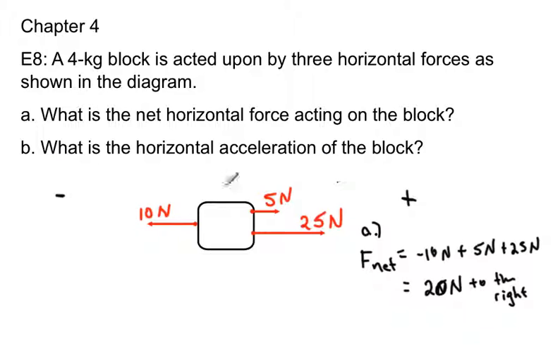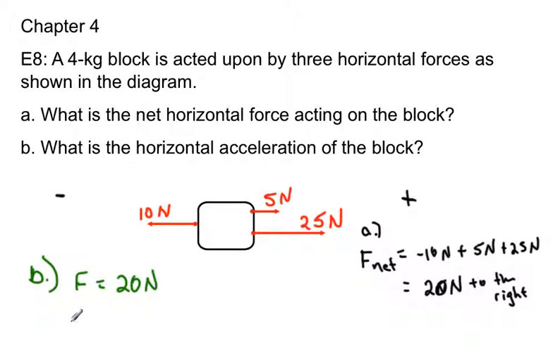What is the horizontal acceleration of the block? So we're going back and forth this way. Which way is it going to go? It's going to go this way. It's going to accelerate this way. What's the magnitude of that? So we have a force. I'm going to write everything down that I have. I have a net force of 20 newtons to the right.